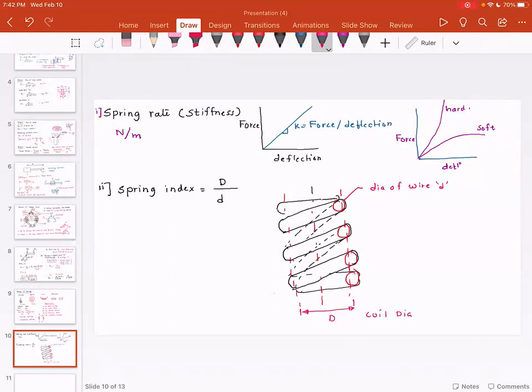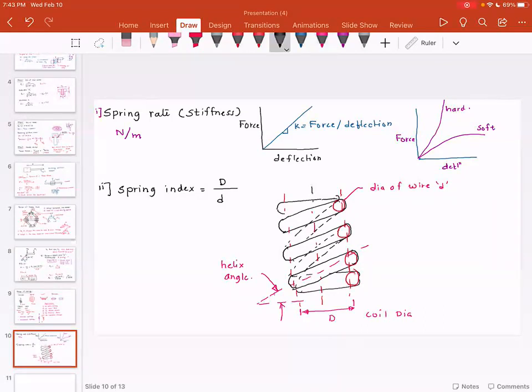Now, if you look at this angle, it is called the helix angle. And this spring is actually a big helix.